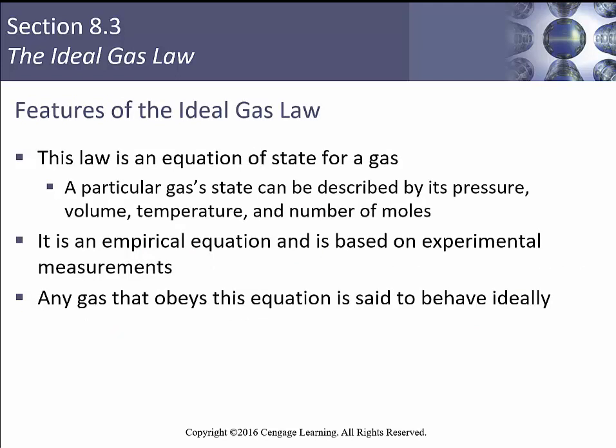Right. Features of the ideal gas law. This law is an equation of state for a gas, if a particular gas's state can be described by its pressure, volume, temperature, and number of moles. So this number of moles here, if we've got PV equal to nRT, we can rearrange that and talk about n being PV over RT. So we've got something here in our gases that's related to moles. And if we've got moles, do you think we're going to do stoichiometry? You betcha, we're going to do some stoichiometry with that.